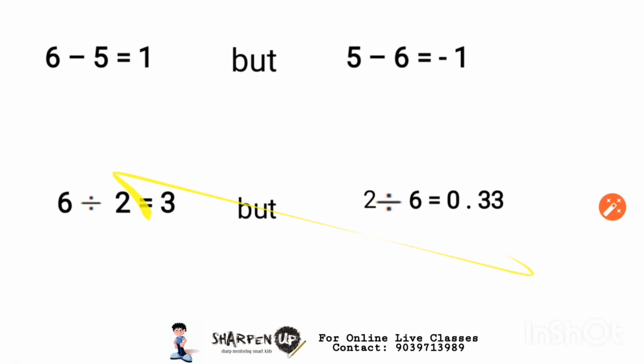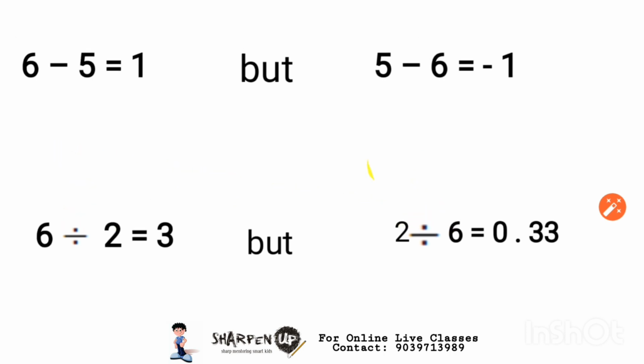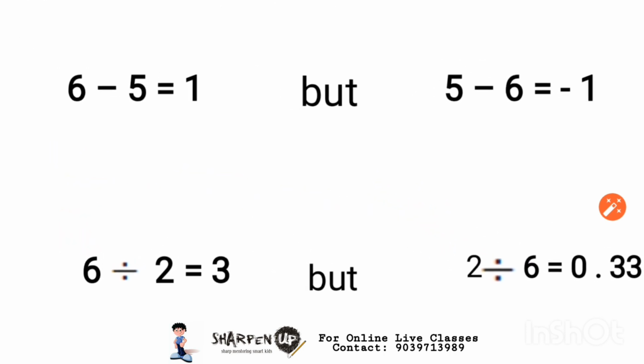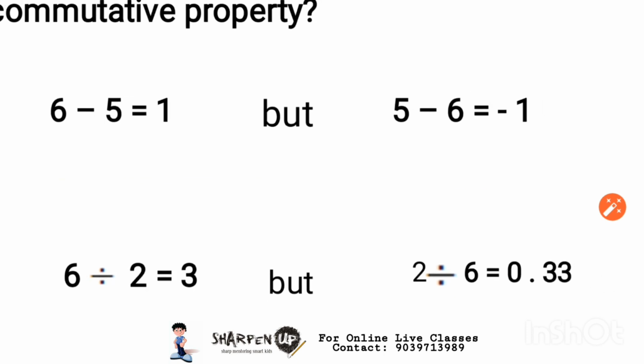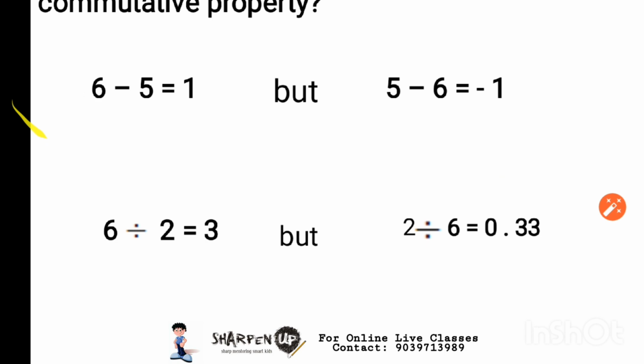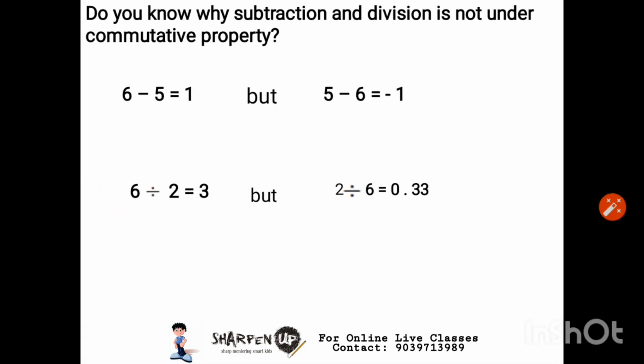Why? As we can see here, if I subtract 5 from 6, the result is 1. But if I change the order and subtract 6 from 5, the result is minus 1. That means results are changed. Same with the division. So this property is not applied to subtraction and division.